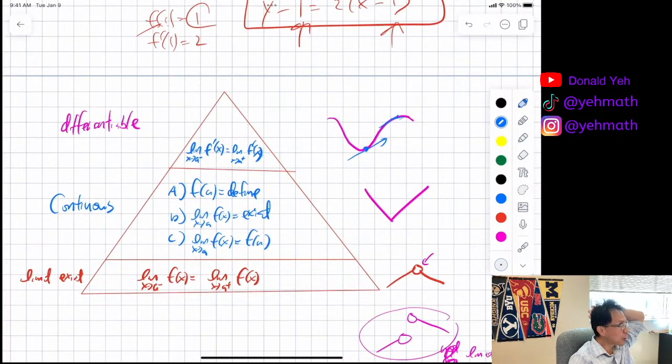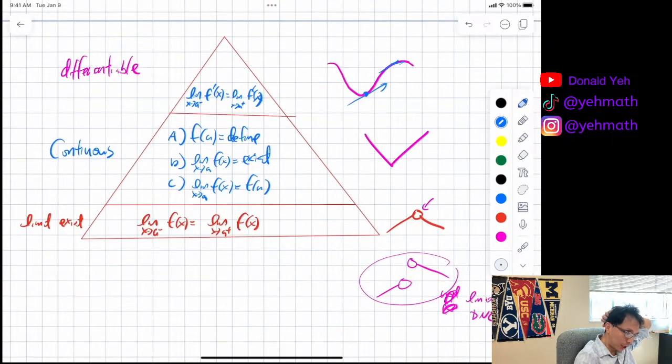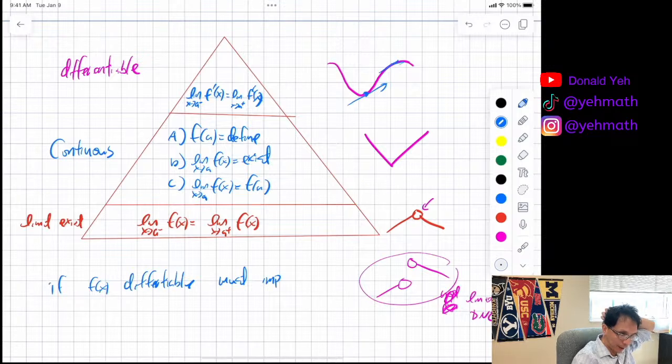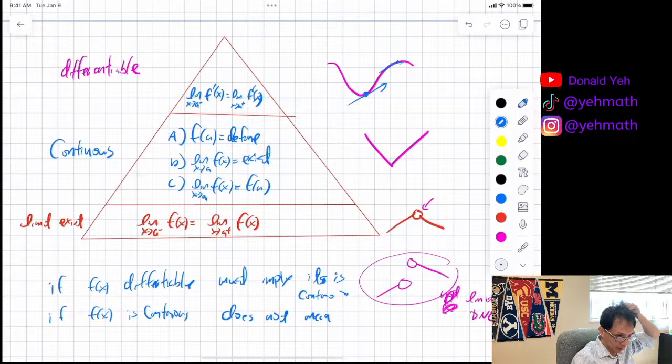Now, if the function f of x is differentiable, it must imply that it is continuous. But if f of x is continuous, that does not mean f of x is differentiable.